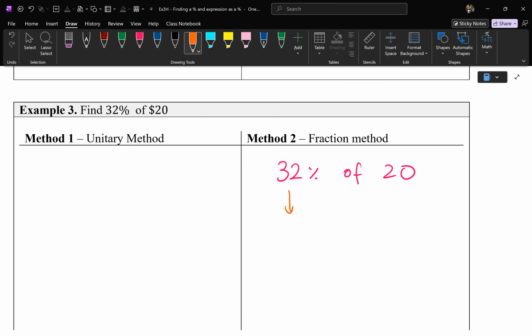We already learned what 32% means. What is 32% truly? What does it mean? 32 out of 100. So literally write it: 32 out of 100. Now the next one, students tend to get this one wrong, and I know why they get it wrong as well. What does "of" mean? Times. What do you think a lot of students say?